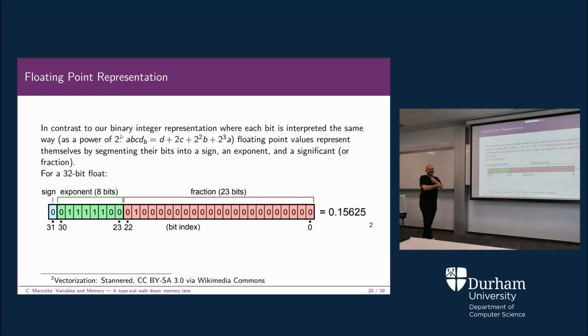For a 32-bit float, so in C this would be a float, you of course have 1 bit for the sign. The sign can be positive or negative, so there's only 1 bit needed. It allocates 8 bits for the exponent, and then 23 bits for the fraction. So this binary representation gives you 0.15625. You can see that a lot of these are zeros. There's actually very few ones.